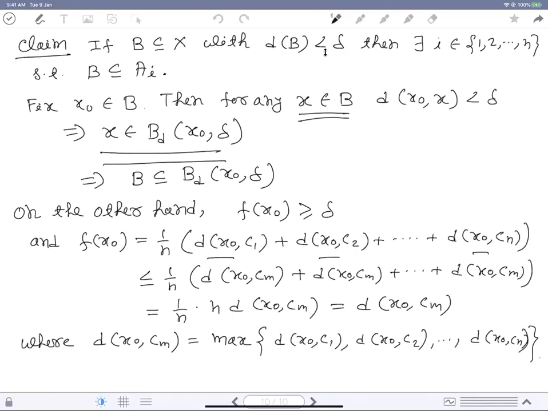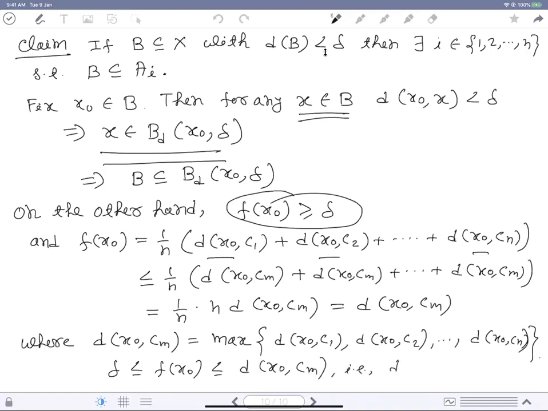Fine. Okay, so we have delta, which is less than or equal to f of x0, right, this one, and f of x0 is less than or equal to d of x0 comma cm, that is, d of x0 comma cm is bigger than or equal to delta. We will use this fact.